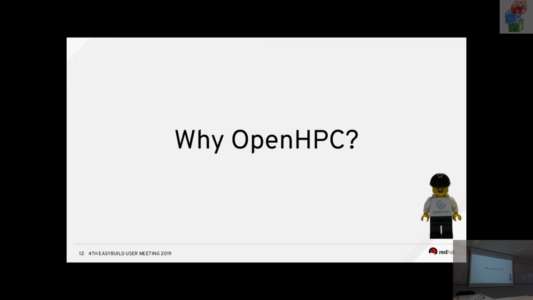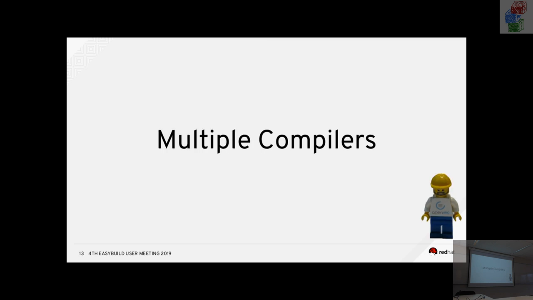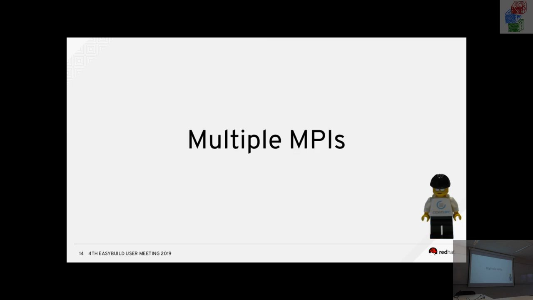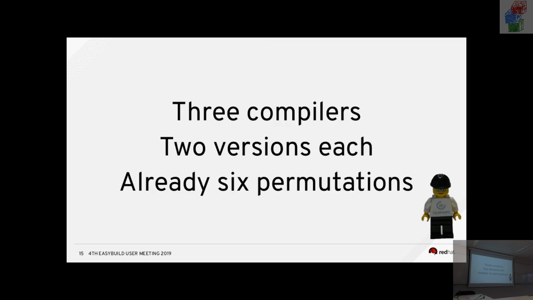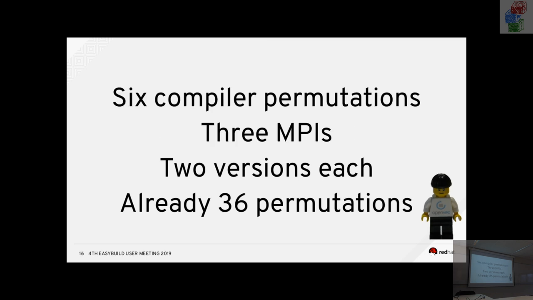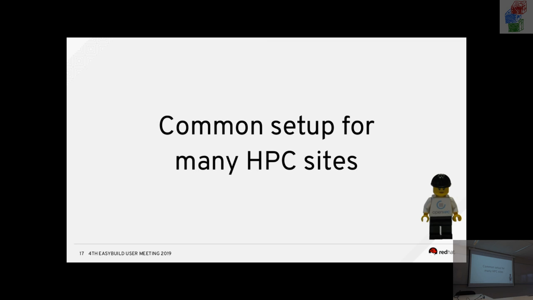So the topic, why OpenHPC, why does it exist? This is probably one of the same reasons why EasyBuild also exists. In an HPC environment, you have multiple compilers you need to install on your system. You have multiple MPIs you need to install on your system in multiple versions. If you have three different compilers from three different vendors and two versions each, you already have six different compilers. And if you combine this with the MPIs, you have a lot of almost the same software you need to install, almost the same steps. And this is something which many HPC sites actually do today. OpenHPC was the idea to kind of solve those things in a collaborative way.